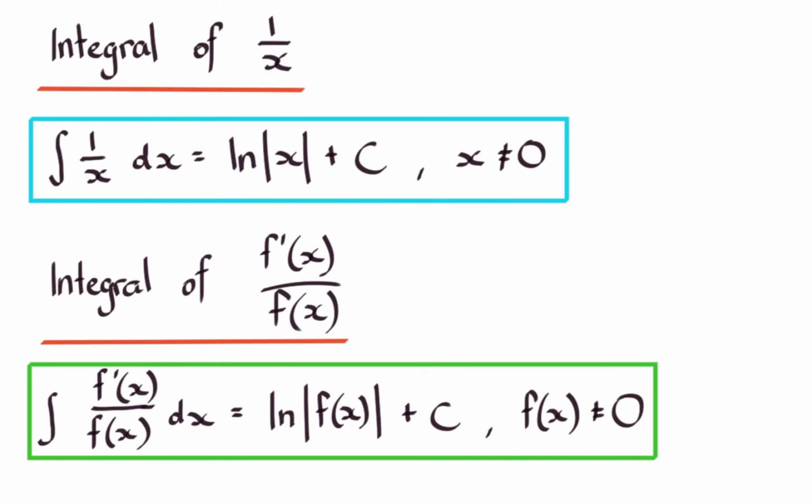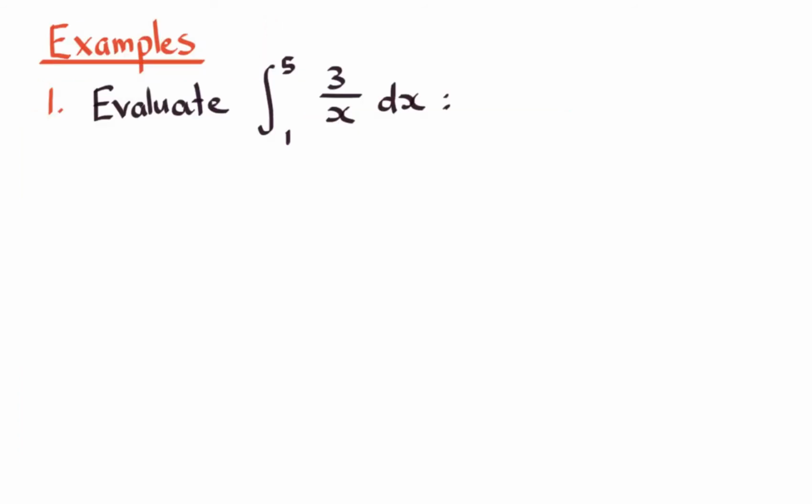So let's now do two examples. We'll do one example that fits in with what we wrote up here, and we'll do one example that fits in with this type of question. Number 1. Evaluate the integral of 3 on x dx. Now this is a definite integral between 5 and 1.